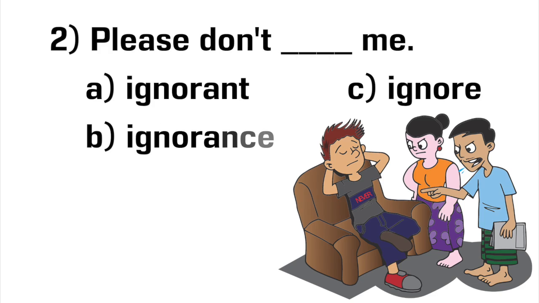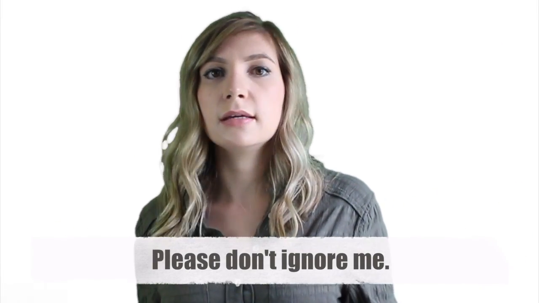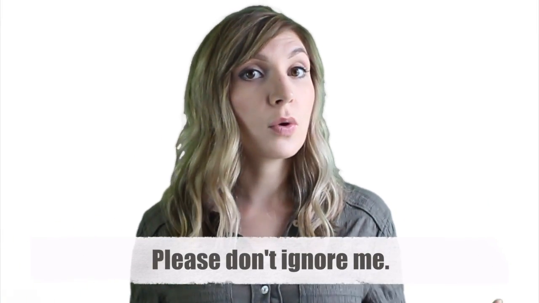Here's the next question. Please don't ignore me. The correct answer is C, ignore. The sentence is a request and ignore is the verb. Someone would say this to you if you're not paying attention to them.